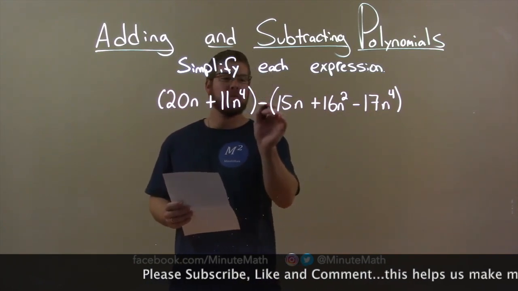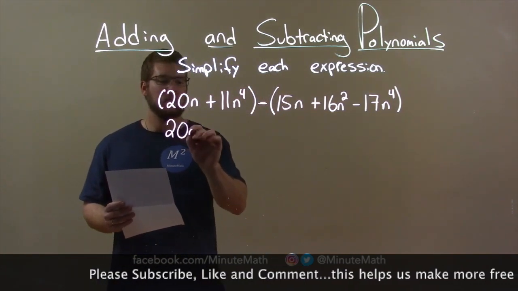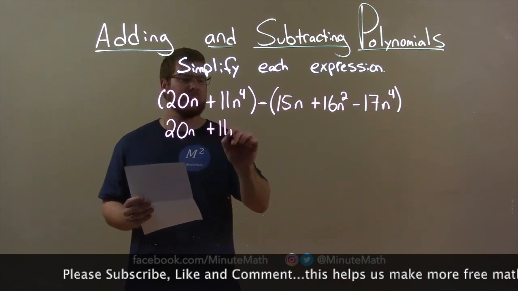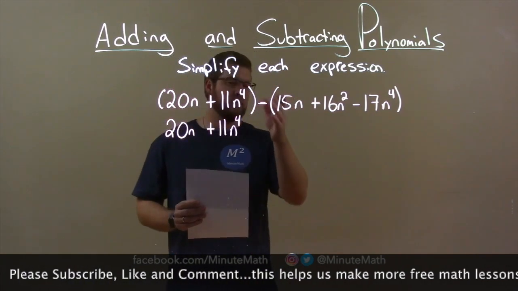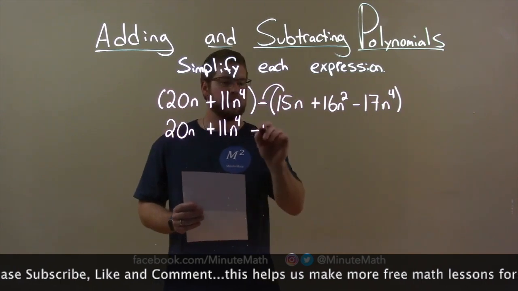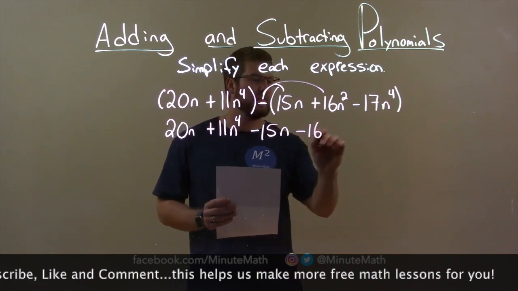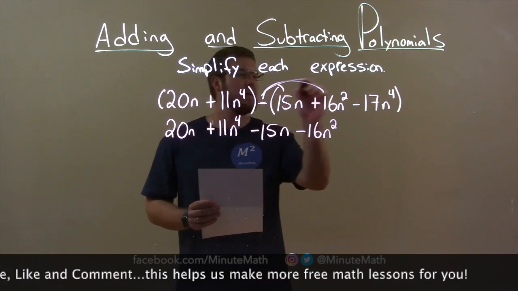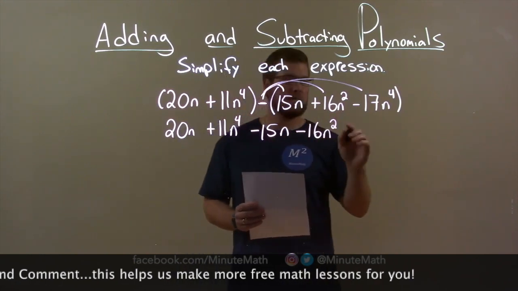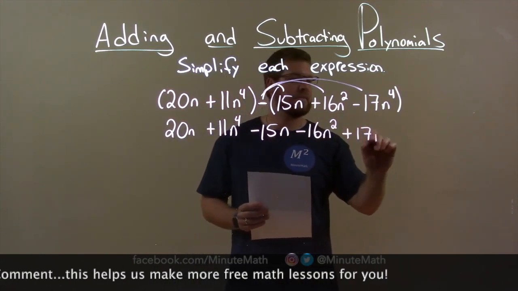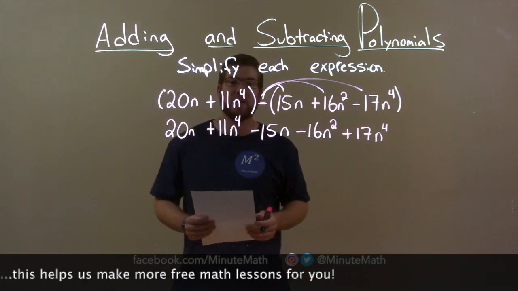I then want to distribute this minus sign right here. So let's bring down the first parenthesis, 20n plus 11n to the fourth. And now let's distribute the minus sign. Minus 15n minus 16n squared. And lastly, double negative becomes a positive. A minus minus is a positive 17n to the fourth.